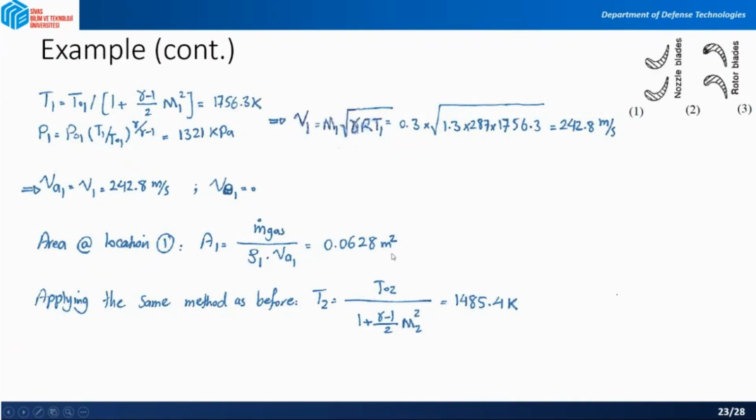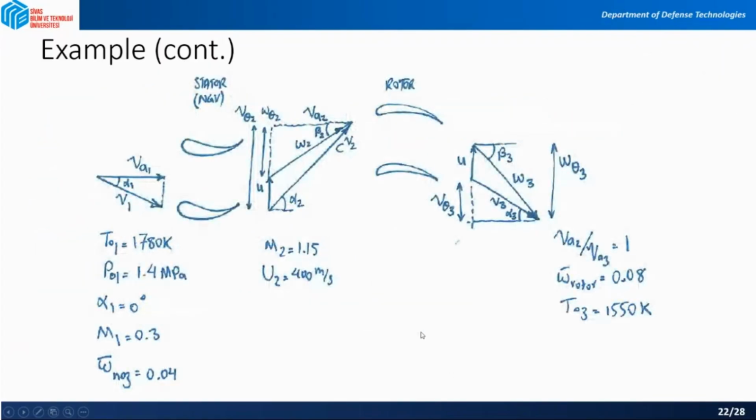And you have to apply the same method to find the temperature at point 2, because again, at point 2, if you see, the Mach number is given to you again. So when you calculate the static temperature, you will also find the velocity at point 2 equal to 856.1.